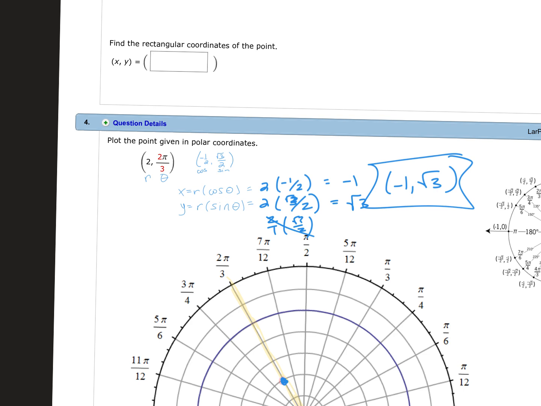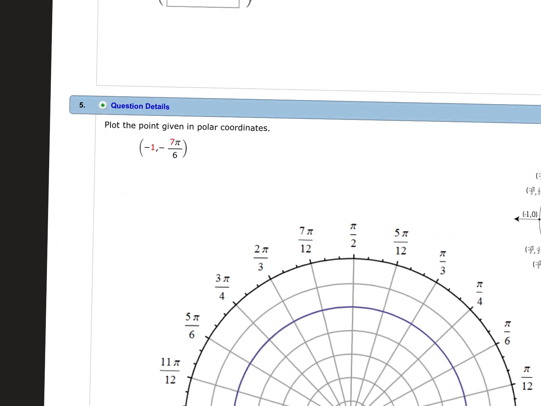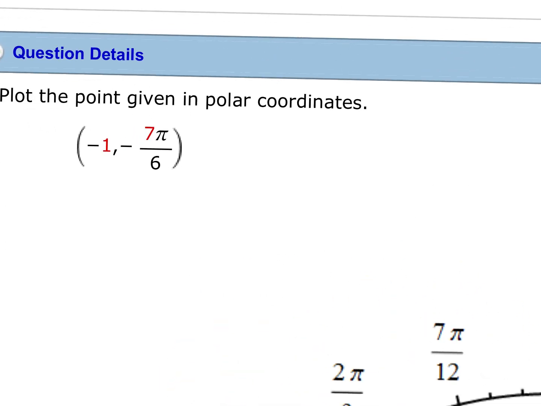All right, scoot down. This one's a little bit different. How come this is a little bit different? What do you notice about your theta? It's negative, okay? There's a couple ways you could do this. I personally like to find the positive.